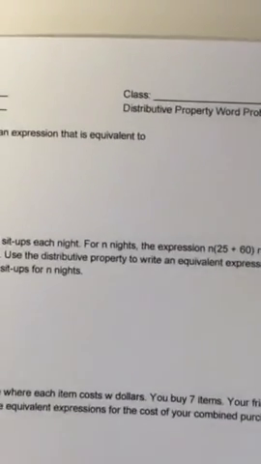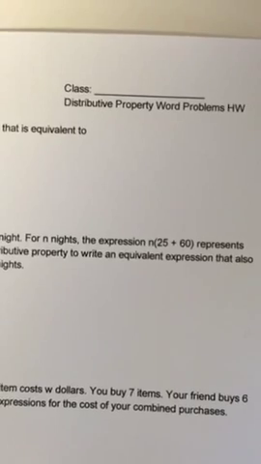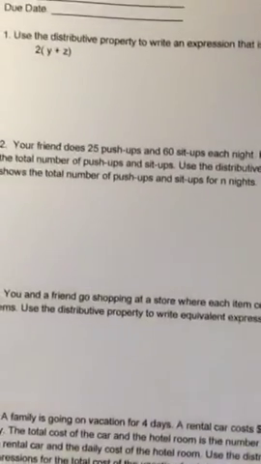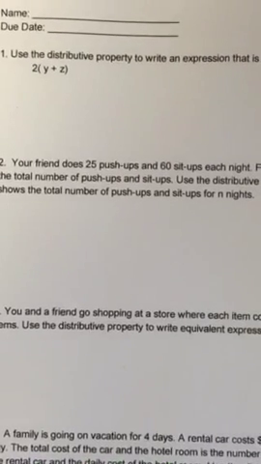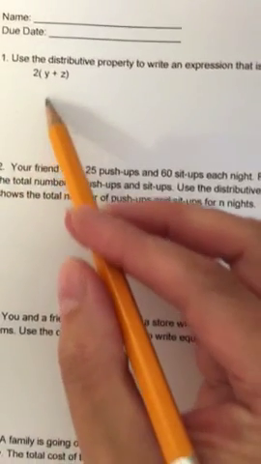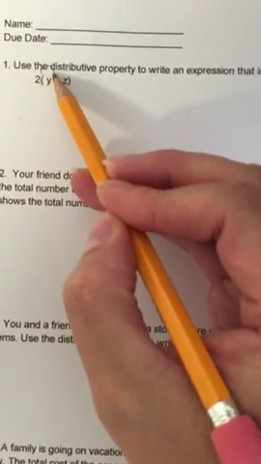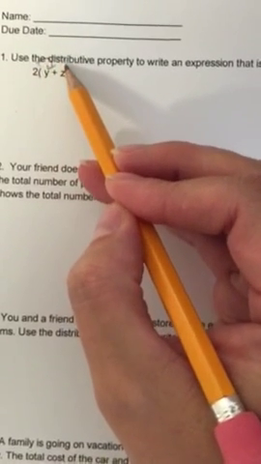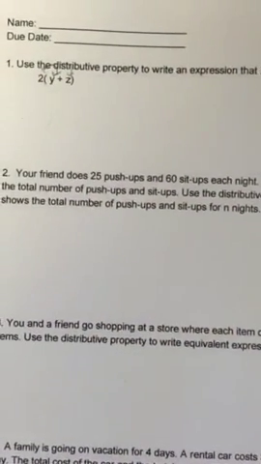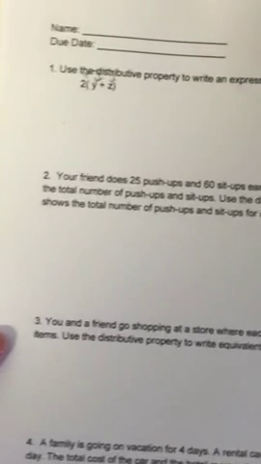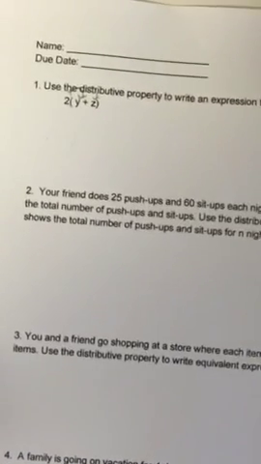Okay, this is the distributive property and word problem homework. If we look really quick at number 1, you're just using that distributive property to take the 2 and multiply it to everything inside the parentheses. That should be easy for you. Let's take a look at one of the word problems.